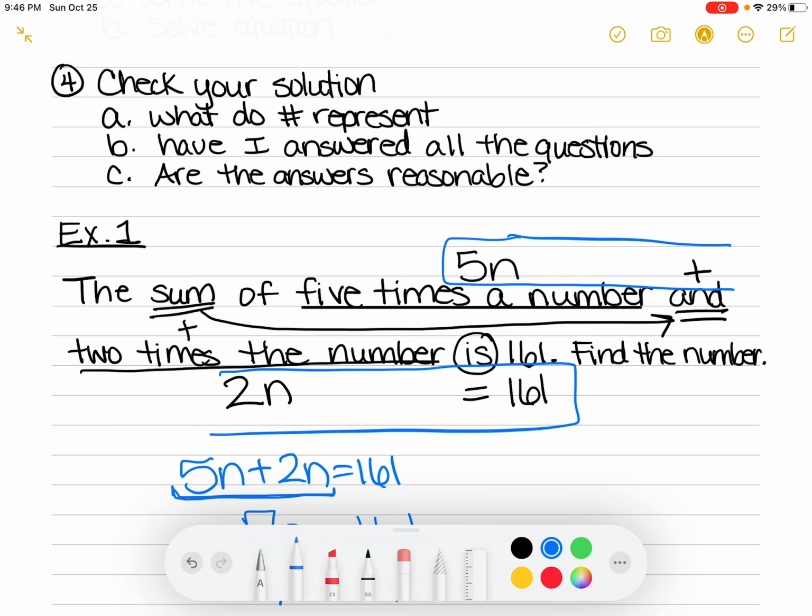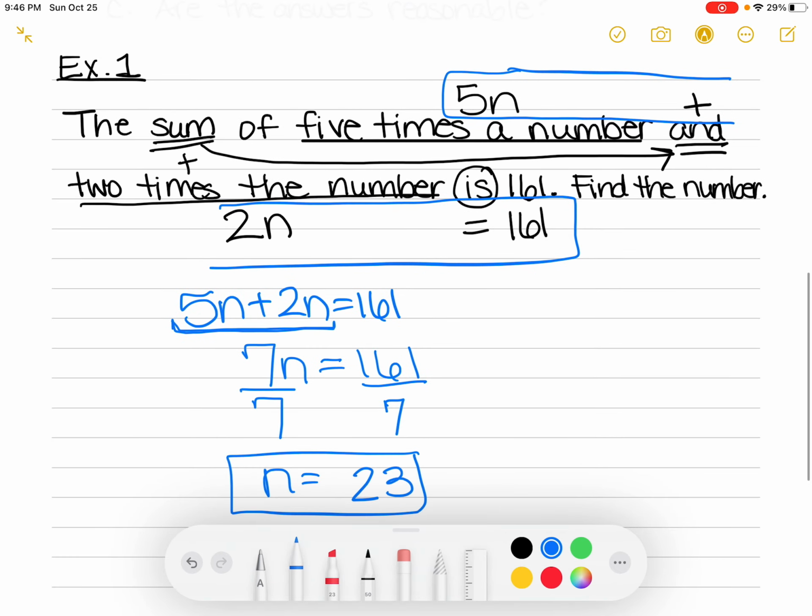So first of all, all I was looking for was to find the number. So my answer is just a number. It doesn't represent anything other than just a number. So now I just need to check it. I'm going to do that the same way that I checked it the other day. Although this might look a little bit different to you, because when I check it, I'm going to put my answer, 23, right here, back up into the original equation.